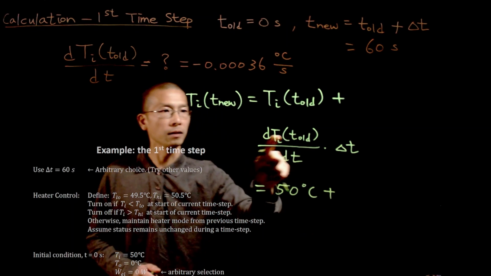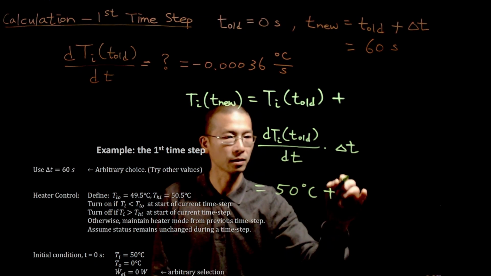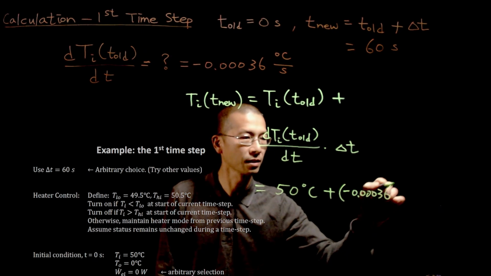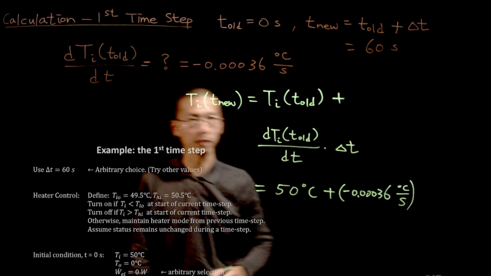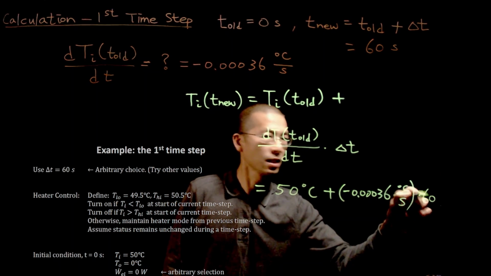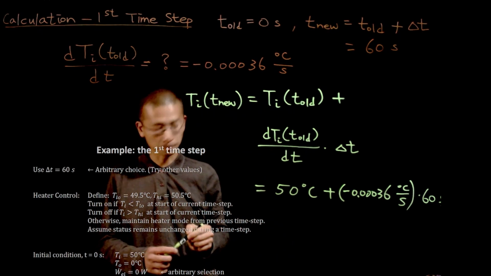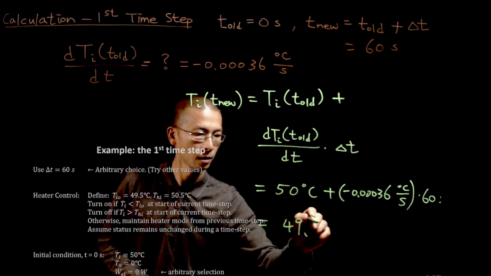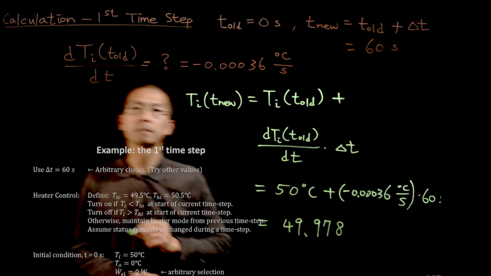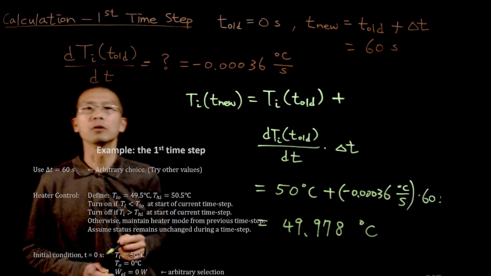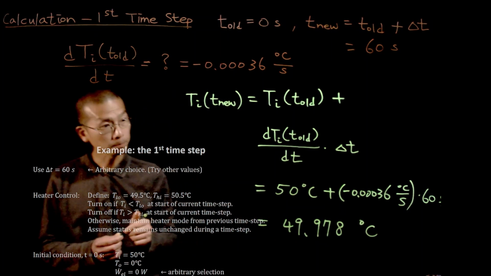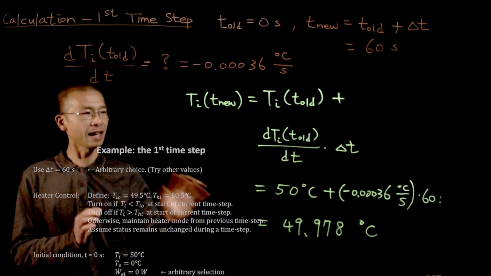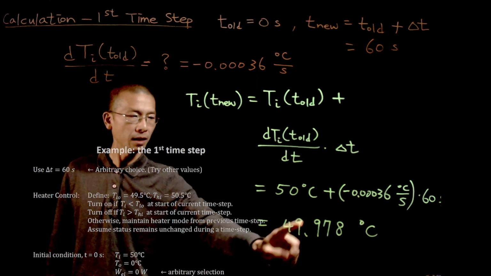plus dTi/dt, this is minus 0.00036 degrees C per second, and running out of space, multiplied by 60 seconds. The result of this is going to be 49.978 degrees C. So you can check this number. So the model predicts the tank temperature at the end of the first time step to be 49.978 degrees C.